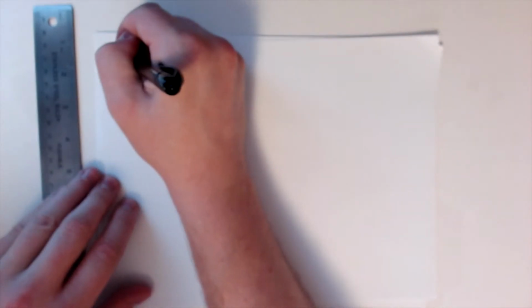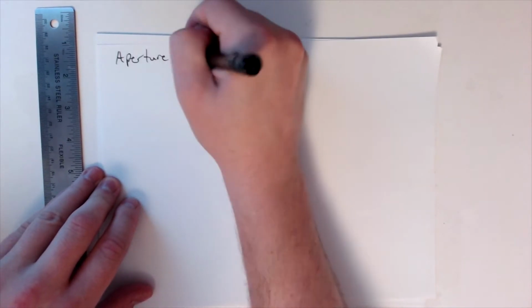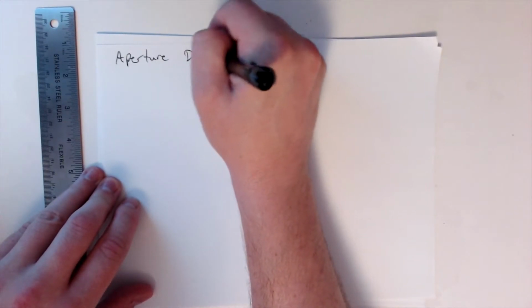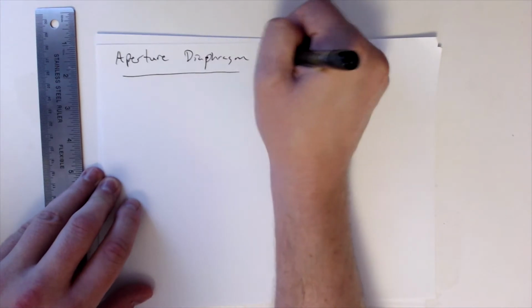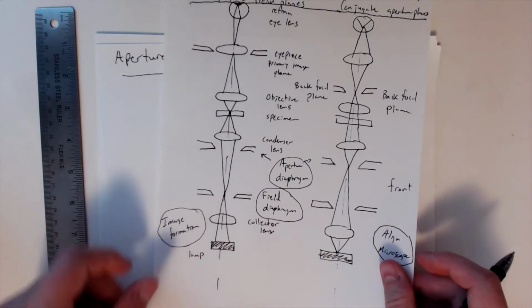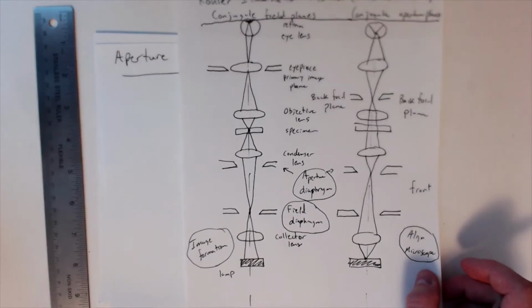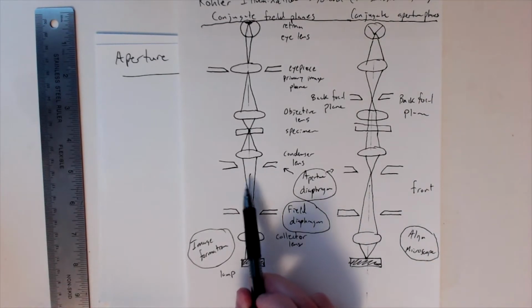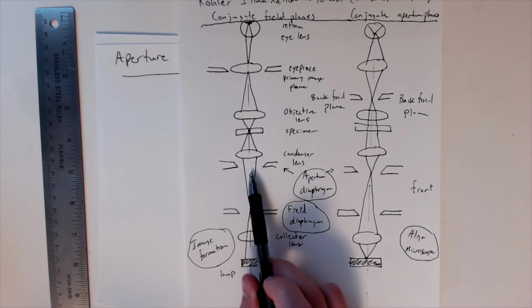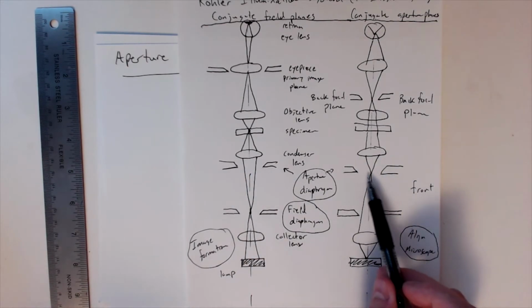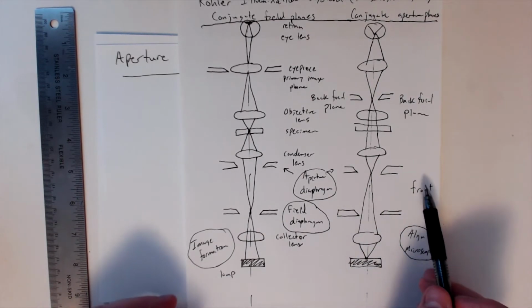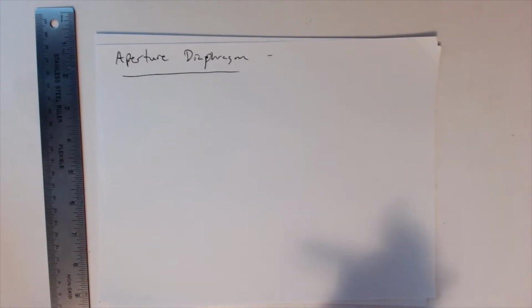All right. So now I want to talk about the aperture diaphragm. Just a refresher here. If I put the drawing back up for this, we see that the aperture diaphragm is located on the front portion of the condenser lens, and if we go over to our drawing here, this is where in the conjugate aperture planes we have convergence. So this is the aperture diaphragm. All right, so let's look at what this does.